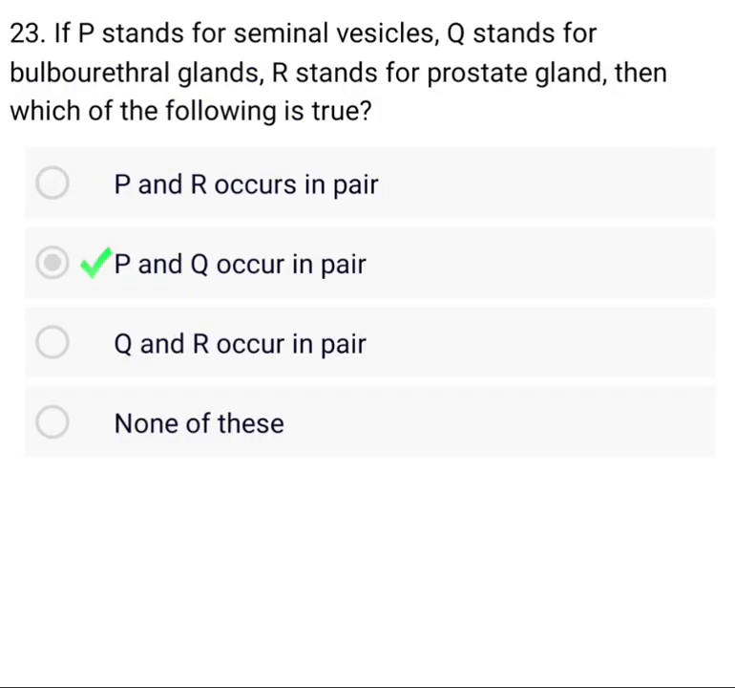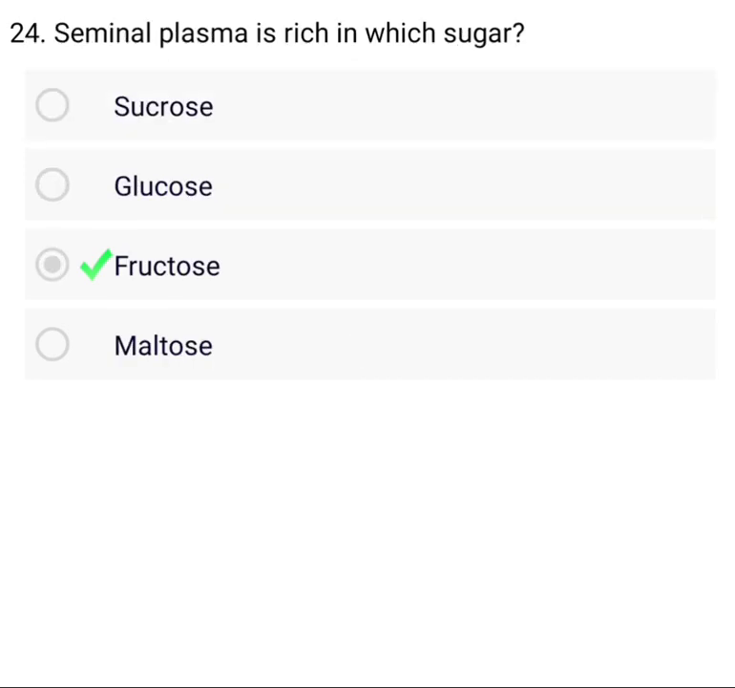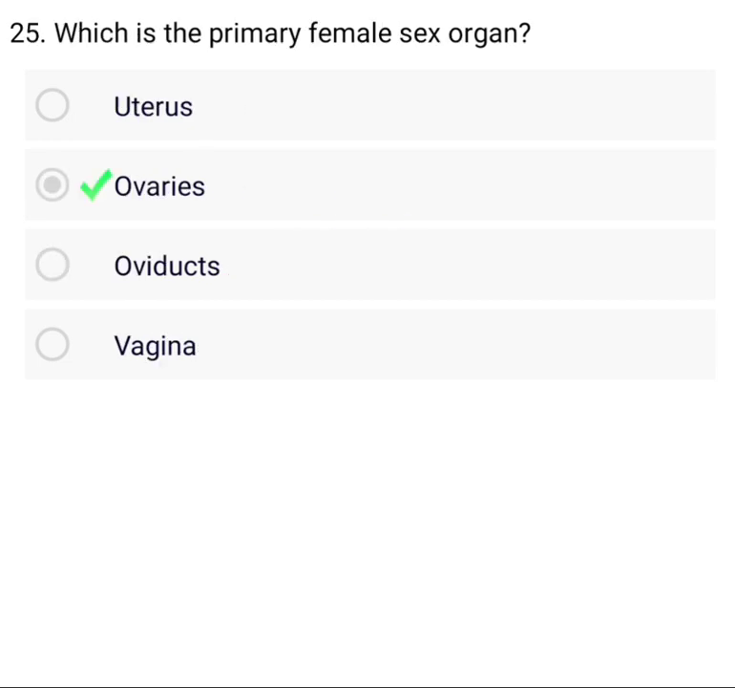Glans. If P stands for seminal vesicles, Q stands for bulbourethral glands, R stands for prostate gland, then which of the following is true? Seminal plasma is rich in which sugar? A. Sucrose. B. Glucose. C. Fructose. D. Maltose. Which is the primary female sex organ? A.